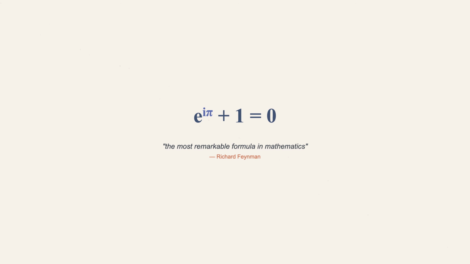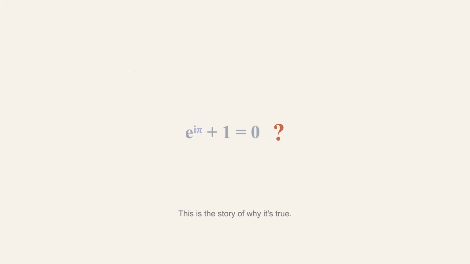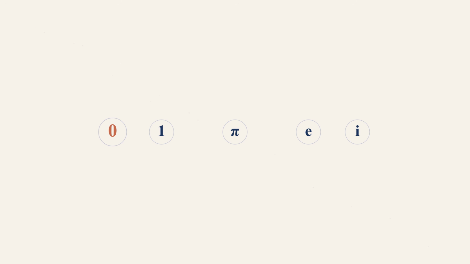e to the power of i times pi plus 1 equals 0. Richard Feynman called it the most remarkable formula in mathematics. This is the story of why it's true. Before we can understand why this equation works, you need to meet the 5 numbers in it, because each one was discovered independently, in different centuries, for different reasons.